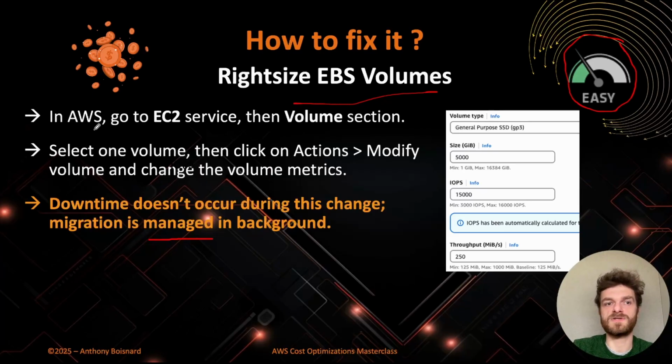So simply go to the EC2 service, then the Volumes section, you select one volume, then you click on Actions, Modify volume, and then you can change the volume type if you want to upgrade it at the same time. But you can also change the IOPS here, put the minimum value here, and for throughput, you can also put the minimum value if you don't want to pay for throughput.